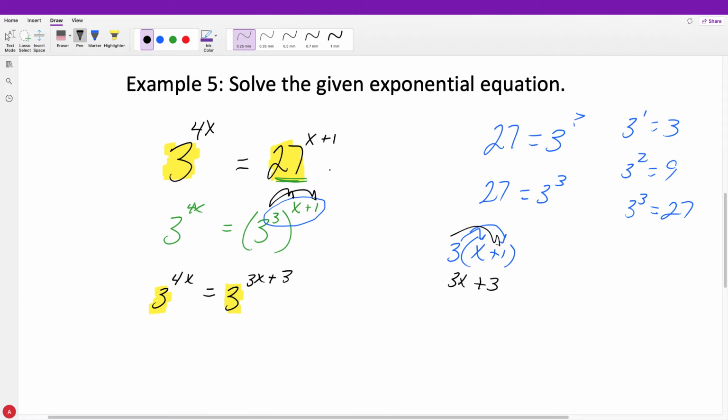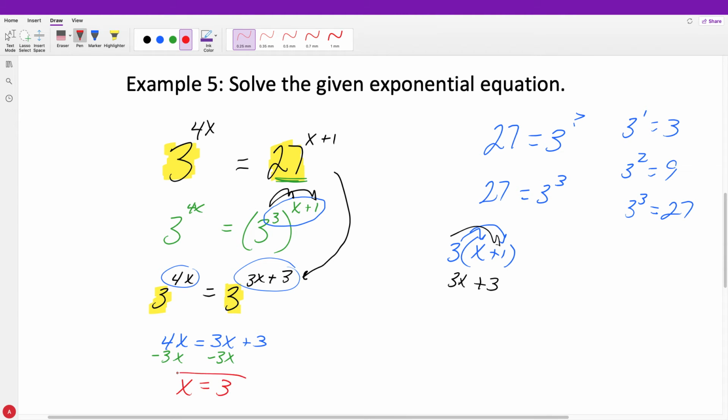So you see I was able to manipulate the right-hand side of the equation so that we have an exponential equation with the same base. And now once we do that, we can set our powers equal to each other. So 4x is equal to 3x plus 3. And then to solve, I can just subtract 3x from each side. And now I get that x is equal to 3.